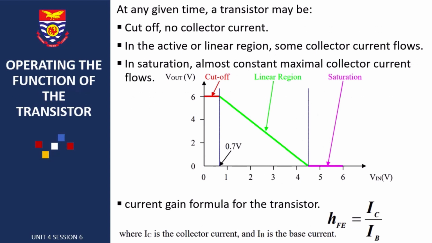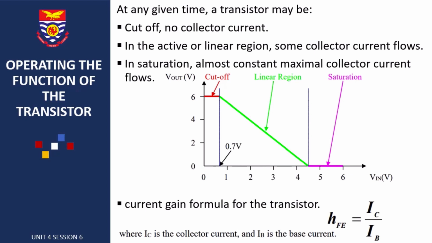Now, let's look at the function of a transistor. At any given time, a transistor may be 1. Cut off, no collector current. 2. In the active or linear region, some collector current flows. And 3. In the saturation, almost constant maximum collector current flows.